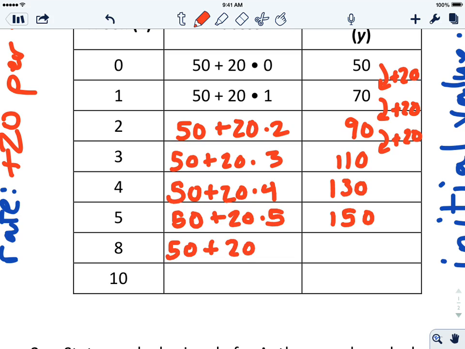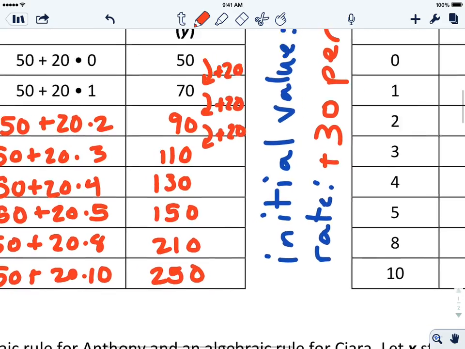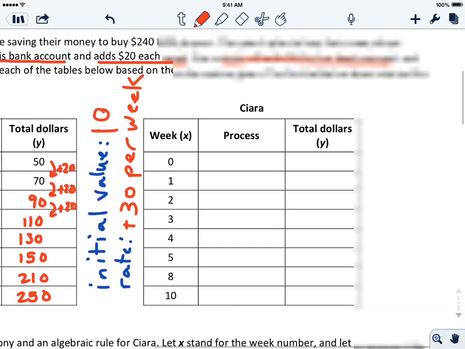50 plus 20 times 8. 20 times 8 is 160, plus 50 is 210. And then 50 plus 20 times 10. 20 times 10 is 200, plus 50 is 250. Okay, so we're done with Anthony. Let's go ahead and do Ciara's.